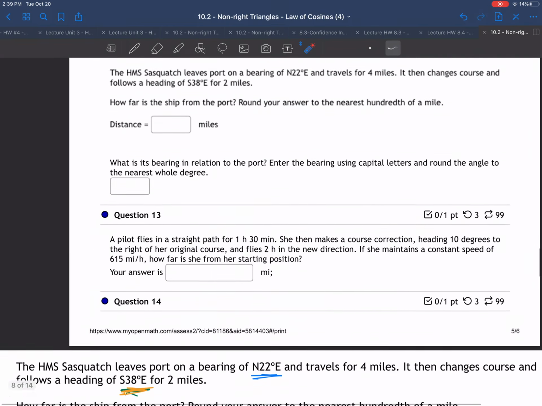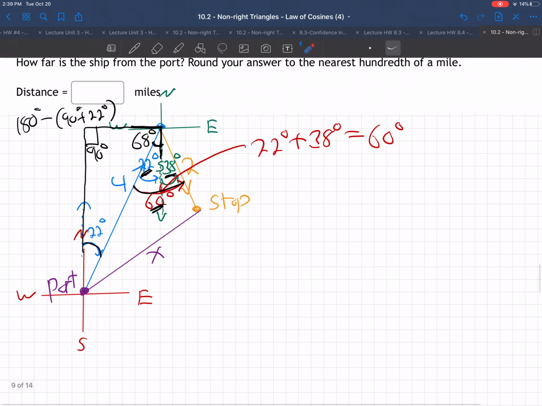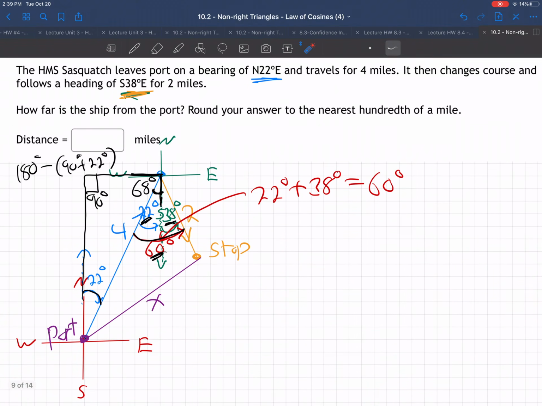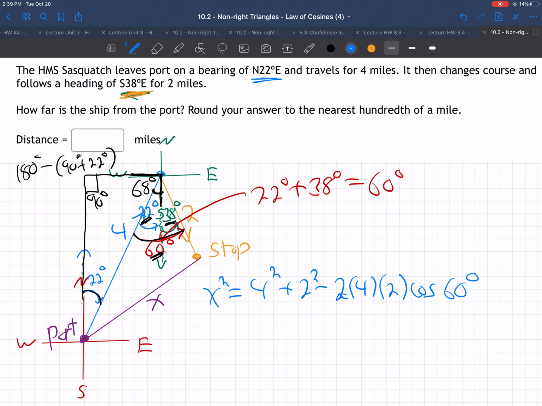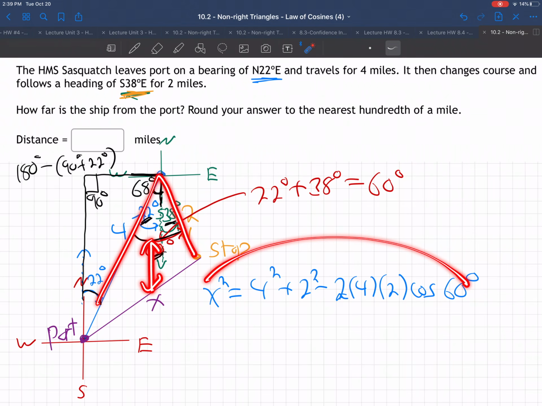So let's go back to the problem and do that. So we know now that x squared has to equal, in fact, let me bring it down a little bit right here. X squared has to equal the other two sides, which is 4 squared and 2 squared, minus 2 times 4 times 2 times the cosine of the angle in between, 60 degrees. See how X is across from 60 degrees. And then these are the two sides surrounding the 60-degree angle. So that's how you use law of cosines.